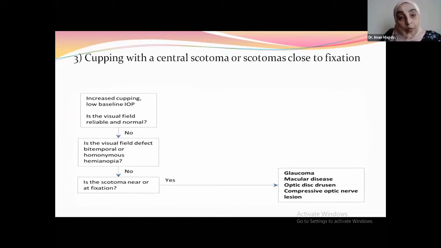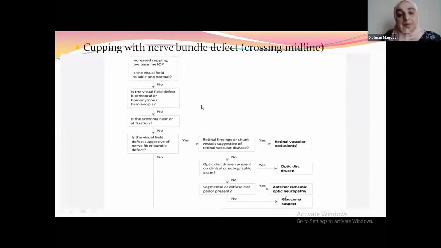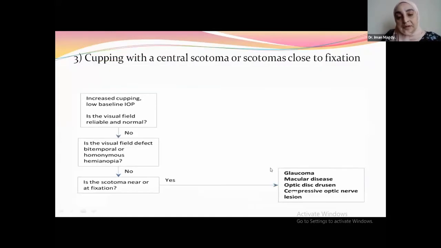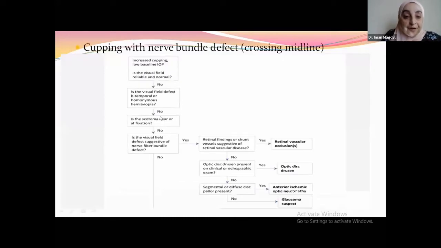How about cupping with a central scotoma or a scotoma close to fixation? Glaucoma can be one of the causes of this type of field defect. However, macular disease, optic disc drusen, and compressive optic neuropathy may also contribute to a central scotoma. Glaucoma here, especially in people with myopic refraction, severe glaucoma, or normal tension glaucoma, these are the cases in which the visual field defects are close to fixation. If the scotoma is not near fixation and it's not bitemporal, here, this is the whole flow chart.